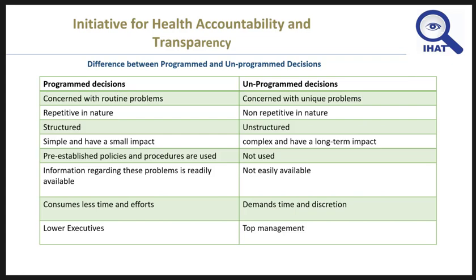Programmed decisions are routine and repetitive decisions made by lower level executives using pre-established rules and procedures that require little time and effort, and they are easy and simple to make. Unprogrammed decisions are decisions concerned with unique problems faced by an organization for which there are no pre-established rules and procedures. Such decisions are complex and they demand a lot of time and effort, and they have a long-term impact. These decisions are usually made at the top management level.